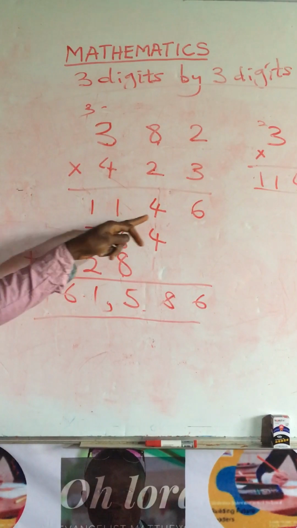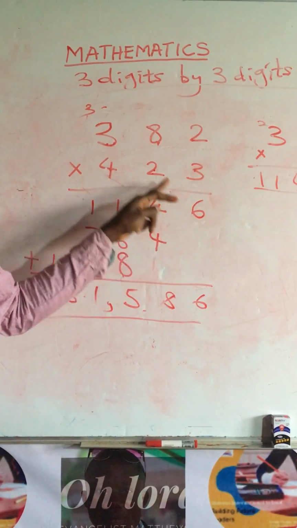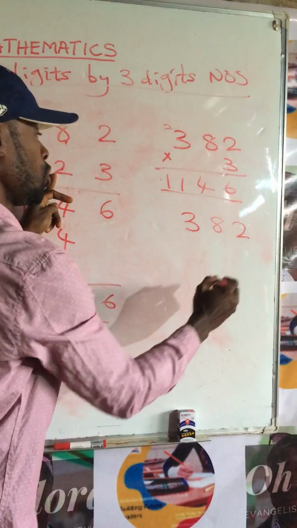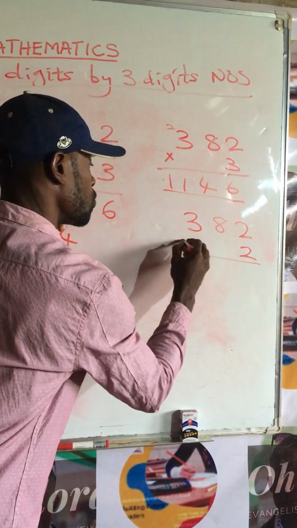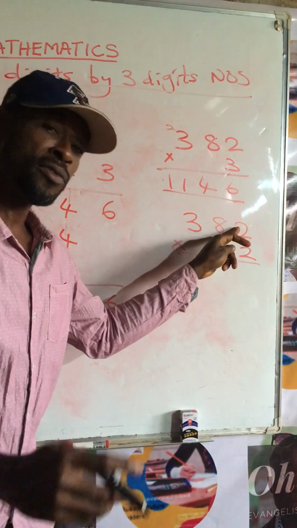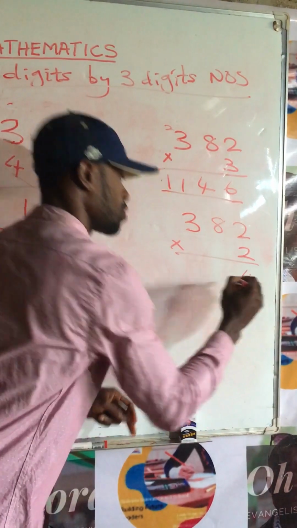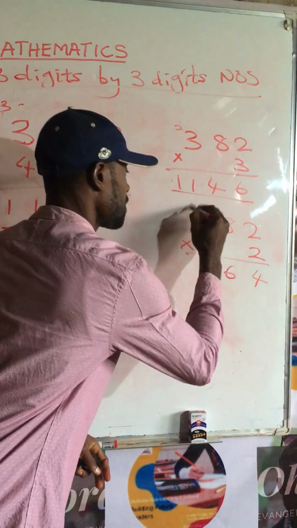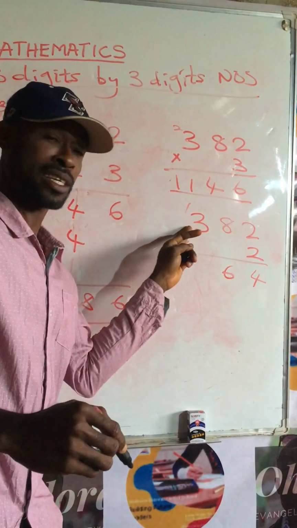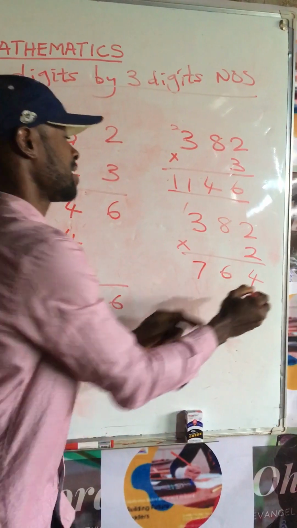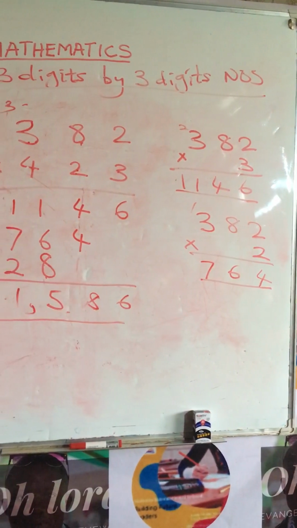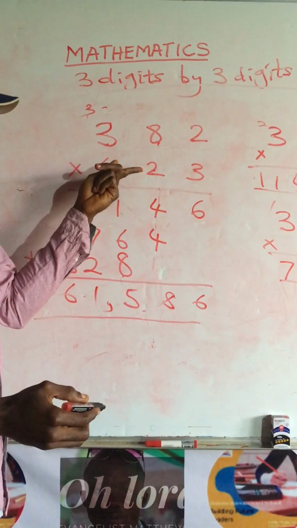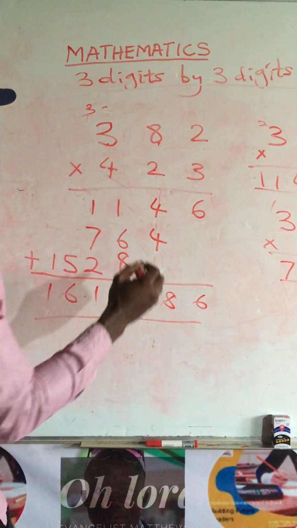1, 1, 4, 6. So for 2, 382 multiplied by 2. 2 times 2 will give us 4. That's your 4. 8 times 2 will give you 16. Carry on. 3 times 2 will give you 6 plus 1, 7. 764. That is why you have 700, because it was multiplied by 2. Are you getting me?